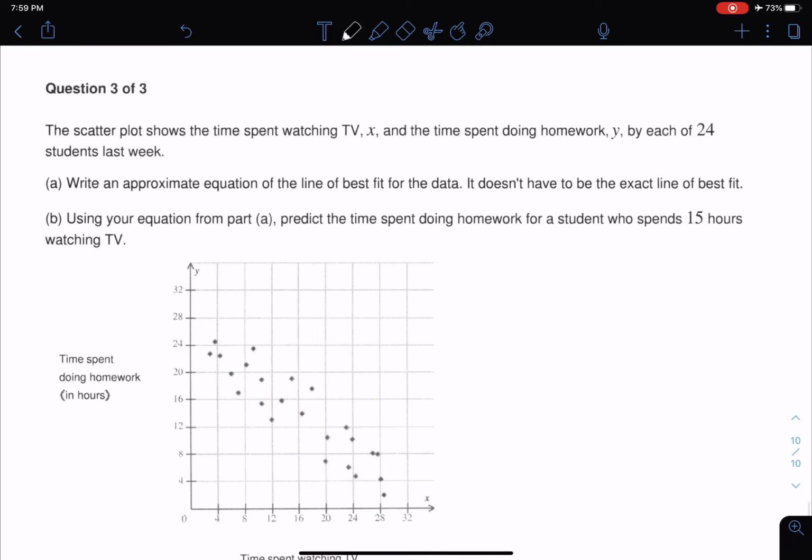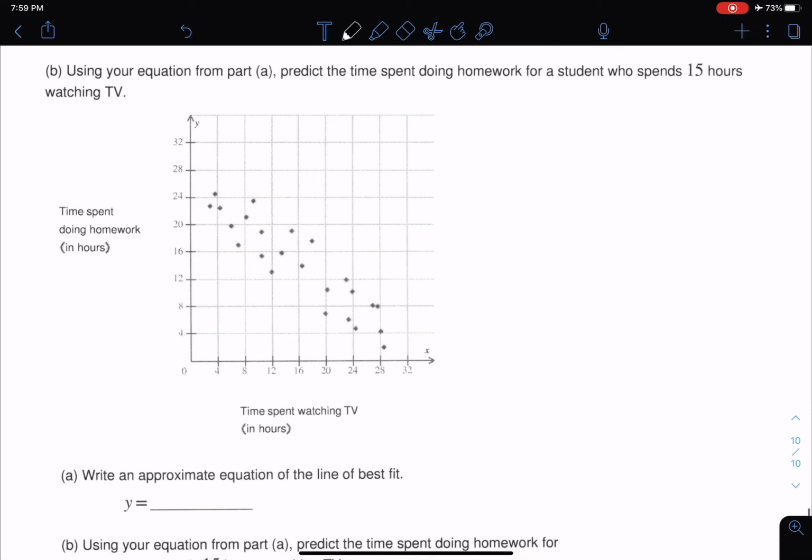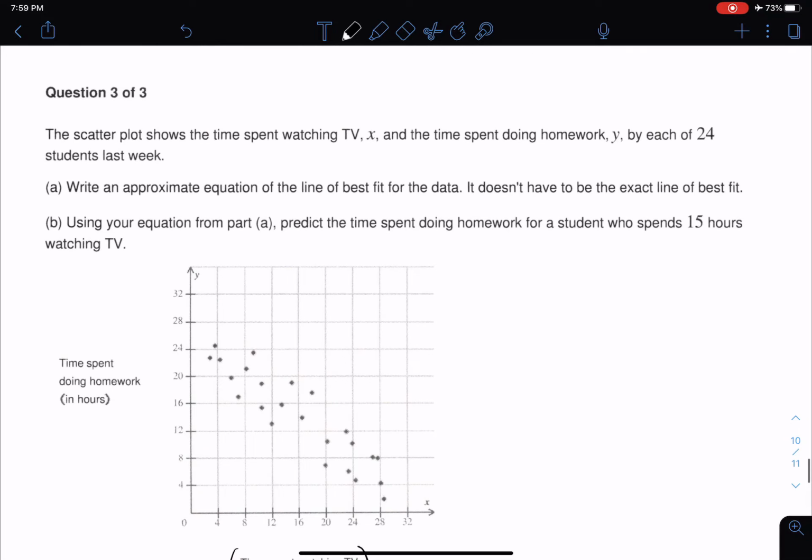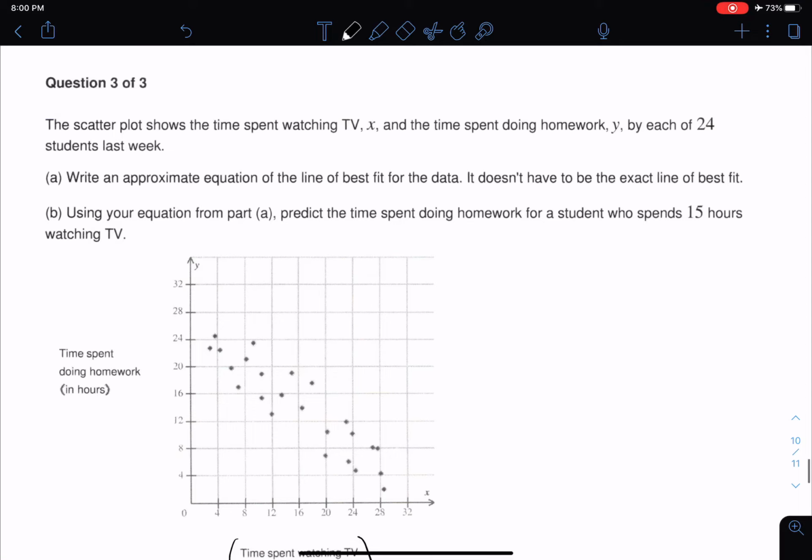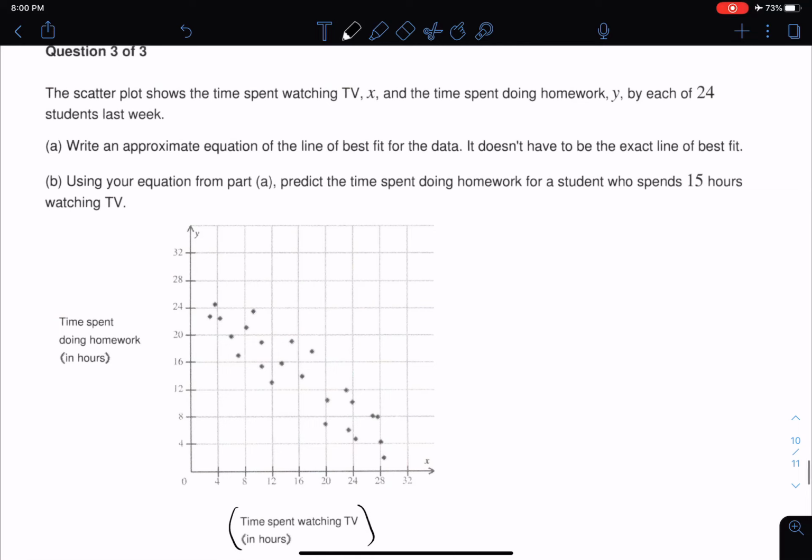Last question. The scatter plot shows the time spent watching TV. Probably should say watching Netflix on your little screen, because that happens way more than TV now. The scatter plot shows the time spent watching TV, x, and the time spent doing homework, y, by each of 24 students last week. Write an approximate equation of the line of best fit for the data.